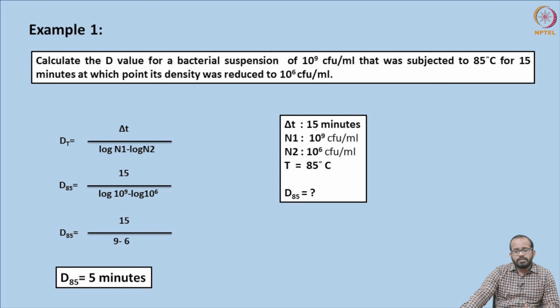So we need to find out the D value at 85 degrees Celsius. Using the equation, D is equal to delta T divided by log N1 minus log N2. Adding the known values, we can calculate the D value as 5 minutes. So the D value of that particular microorganism at 85 degrees Celsius, or D85, is going to be 5 minutes under these conditions.